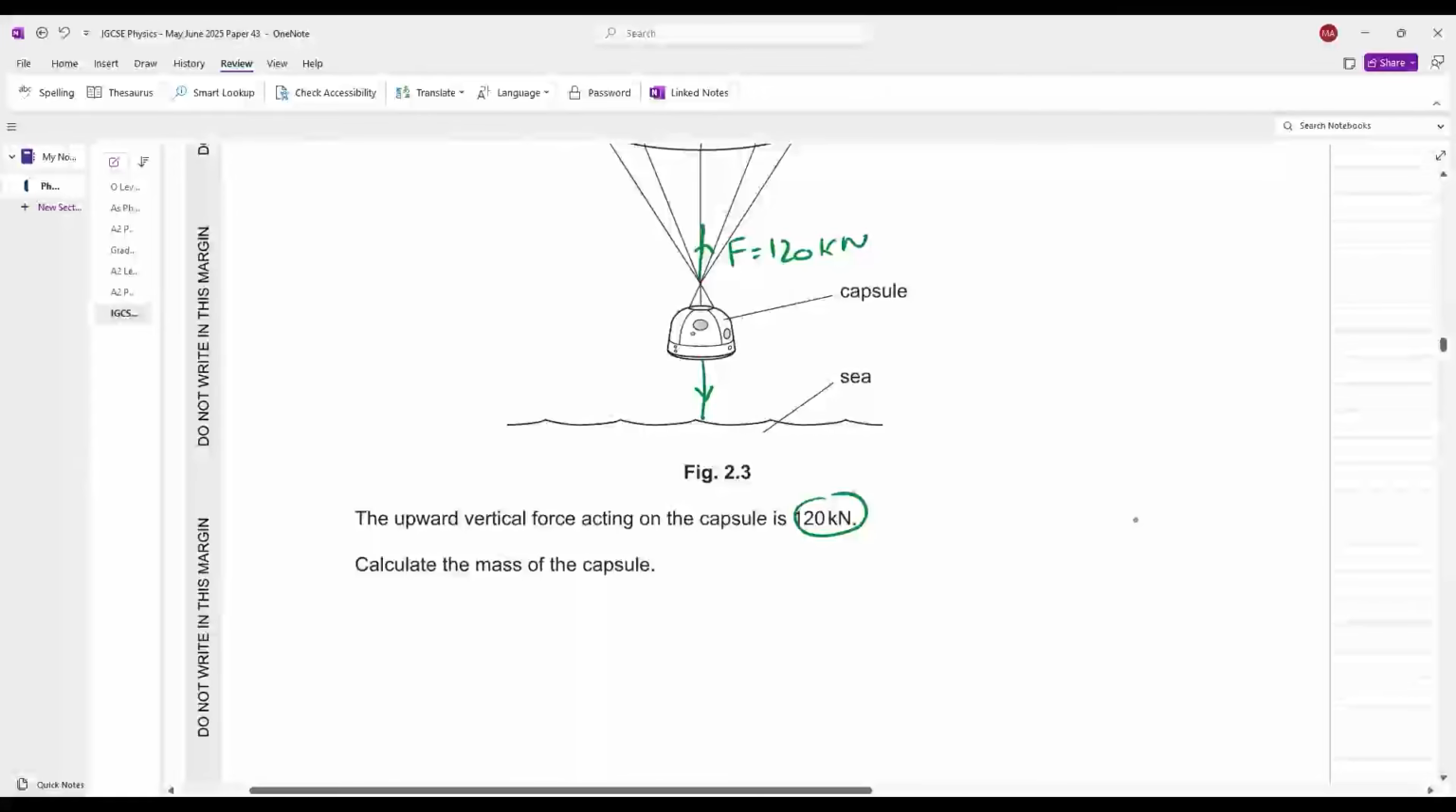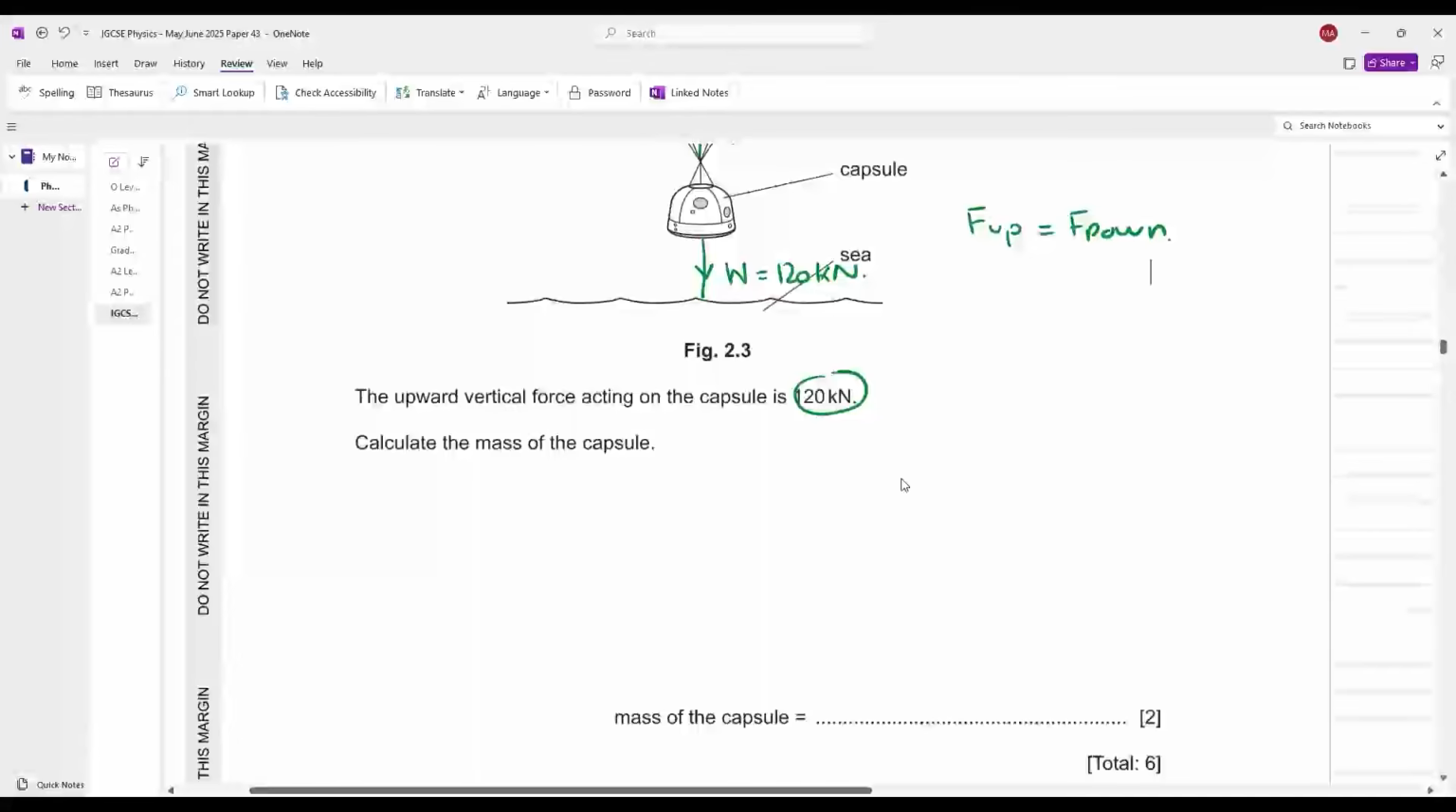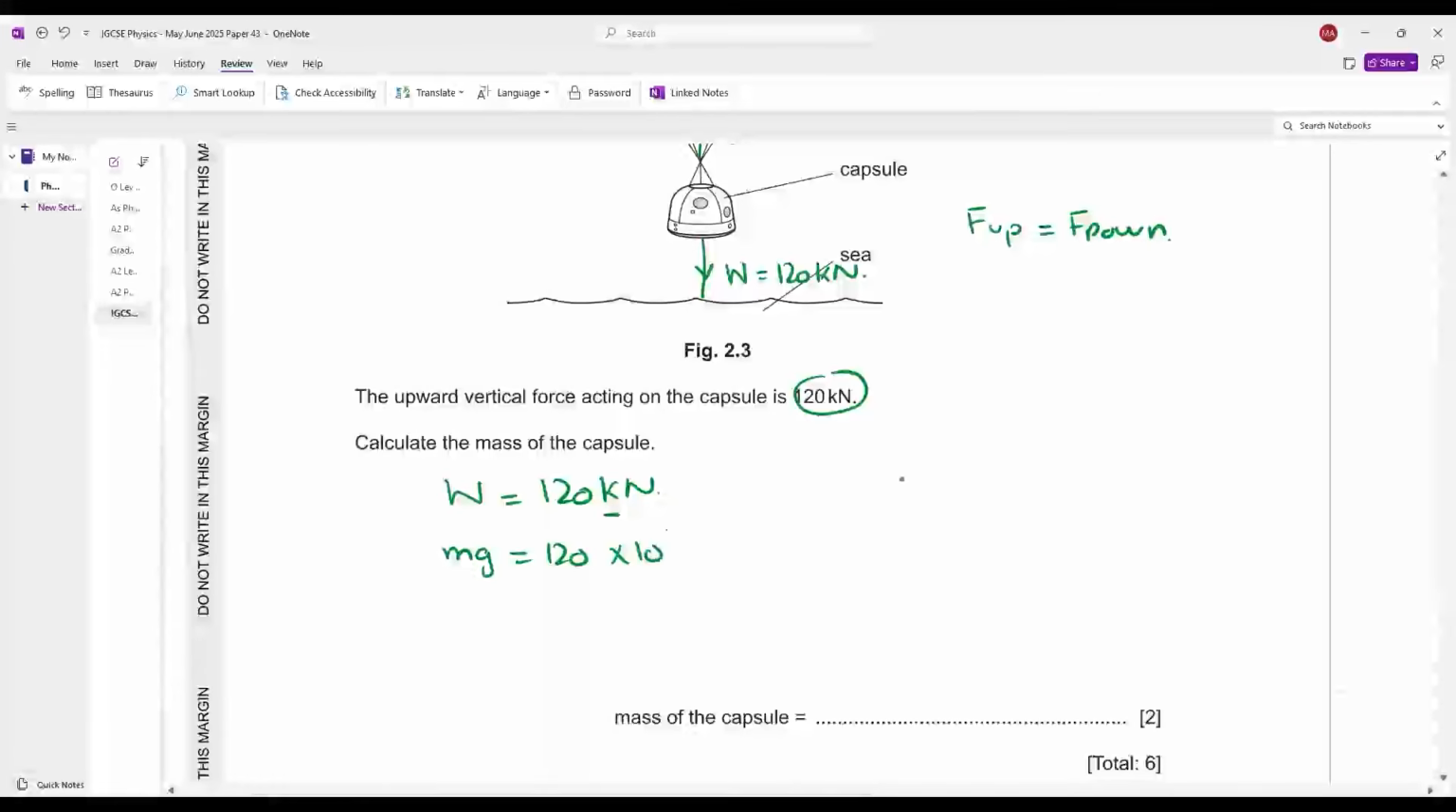But remember that this downward force on the capsule will be equal to the weight, which will also be equal to 120 kilonewton. Why? Because whenever you are at a terminal velocity, the upward force is equal to the downward force. The upward force is 120 kilonewton. Downward force will also be 120 kilonewton. And downward force represents the weight. Your weight is 120 kilonewton. What is the formula for weight? M into G. In place of kilo, you will write 10 raised to the power of 3.